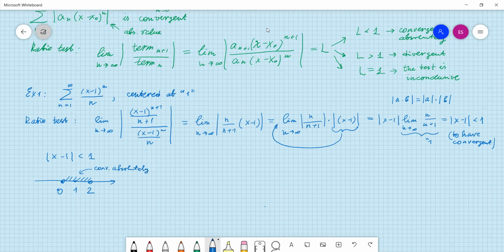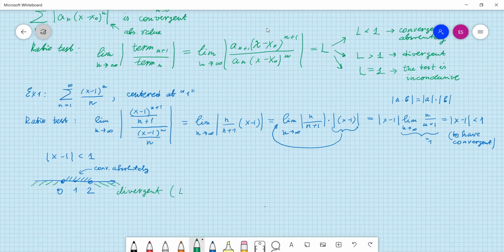Why? Well, because for any number from this interval, you subtract 1 and the result is going to be less than 1, like 0.5, for example, you subtract 1, it's negative 0.5, absolute value 0.5, less than 1, right? Now, for everything outside of the interval, we are going to have numbers where the limit is going to be greater than 1, and it's going to be divergent.